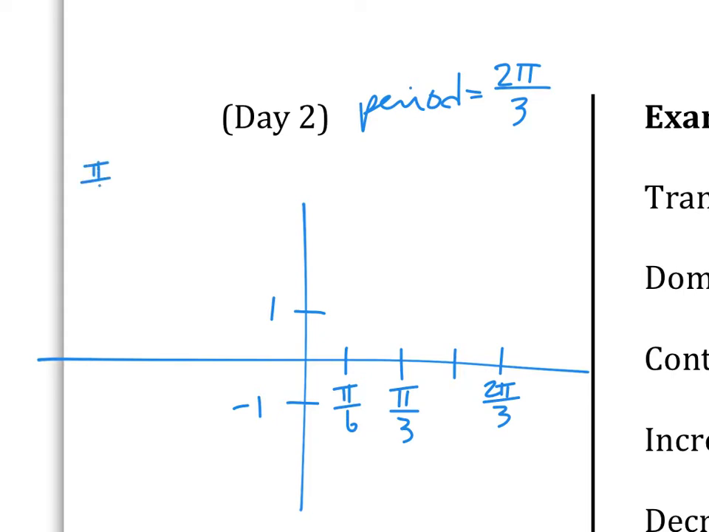Okay. Pi over 6 plus pi over 3. 2 over 2. That is pi over 6 plus 2 pi over 6. Pi over 2.